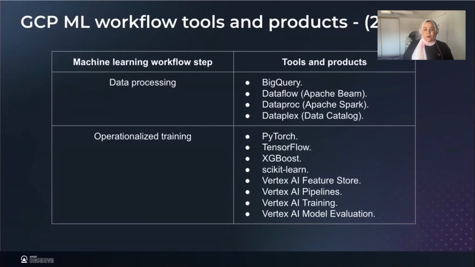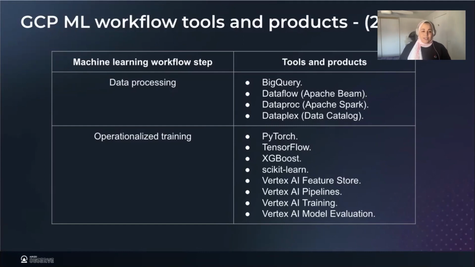So we can move to the operationalized training. For the operationalized training, we have the top four popular frameworks in ML, which are PyTorch, TensorFlow, XGBoost, and Scikit-learn. All of them are great. Generally, when we talk about GCP, it's highly recommended to use TensorFlow. It's not limited to TensorFlow, but if you are looking to get the most out of the experience of developing ML workflows in GCP, you need to be friends with TensorFlow.